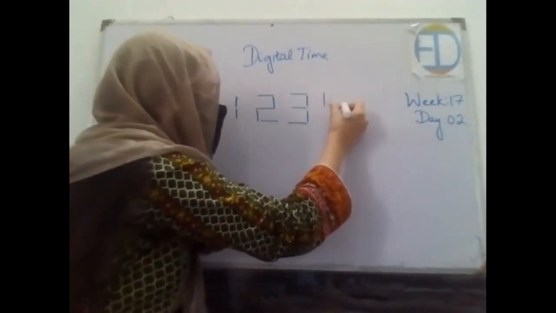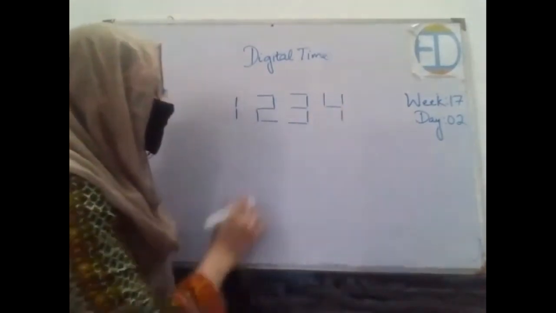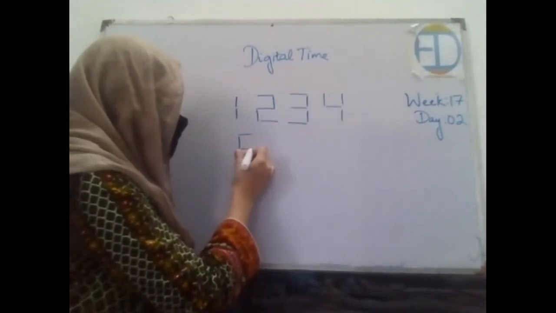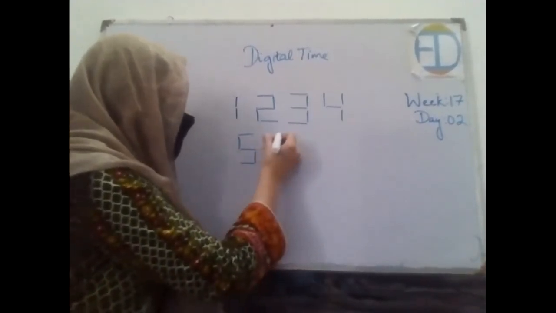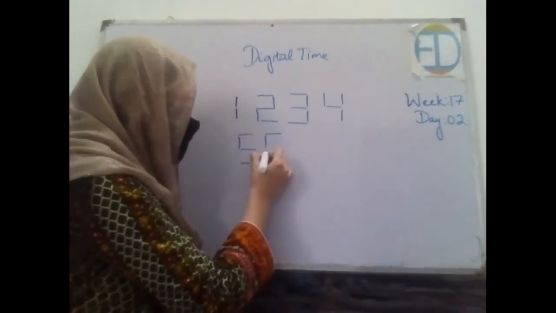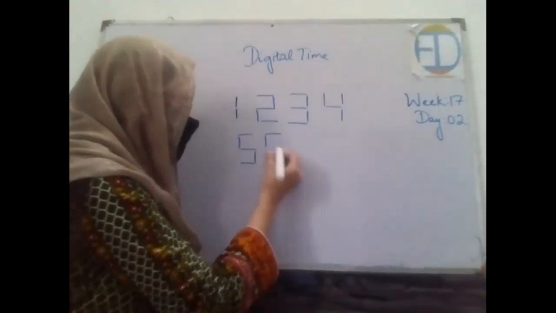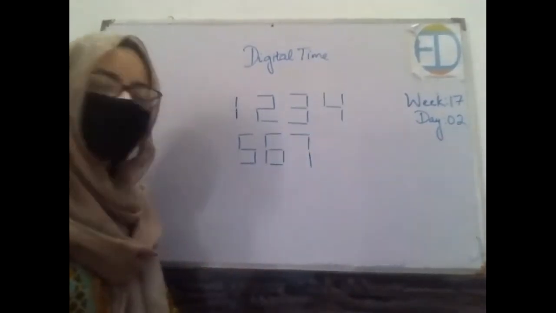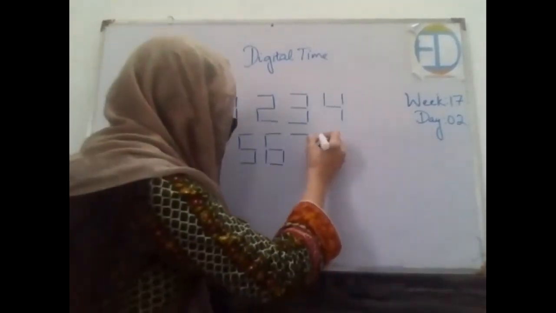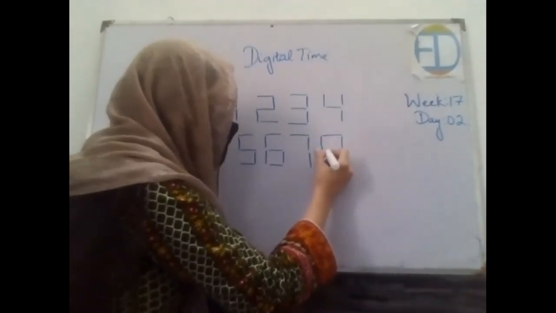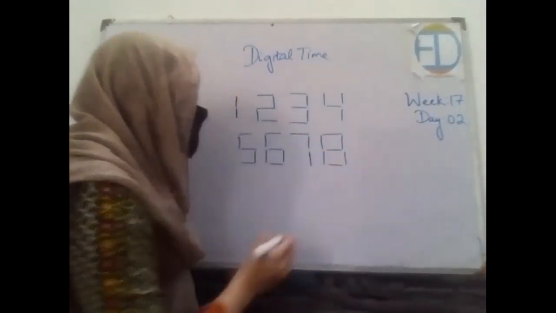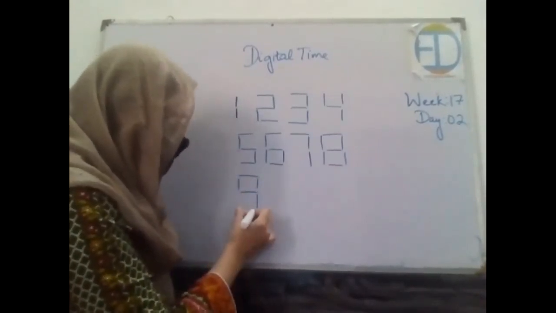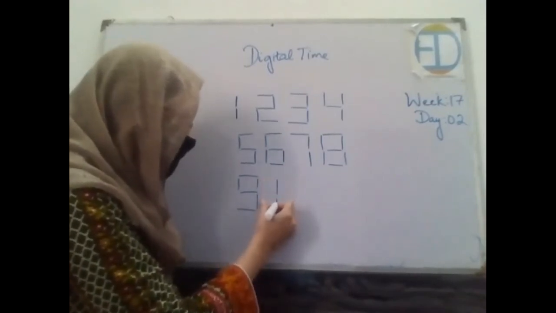Then we have 4. Then we have 5. Then we have 6, 7. 7 would be completely straight, okay? Then we have 8. This is 8. Then we have 9. And finally 10.